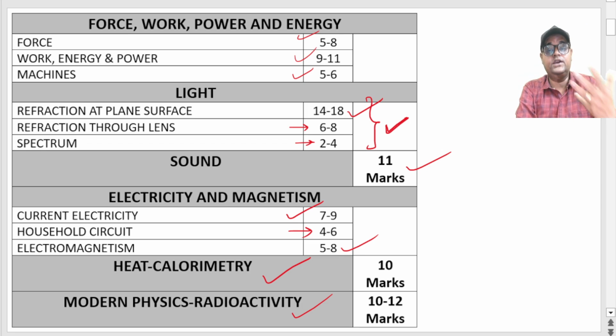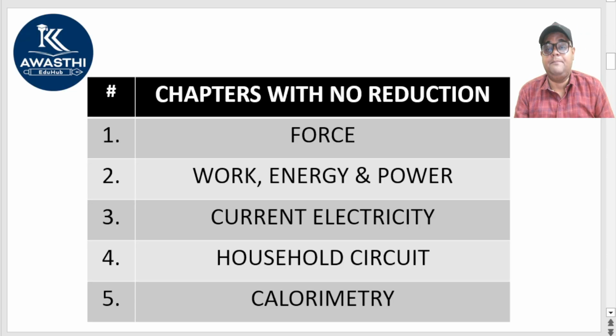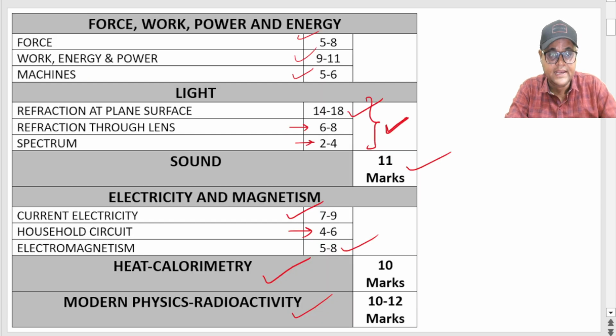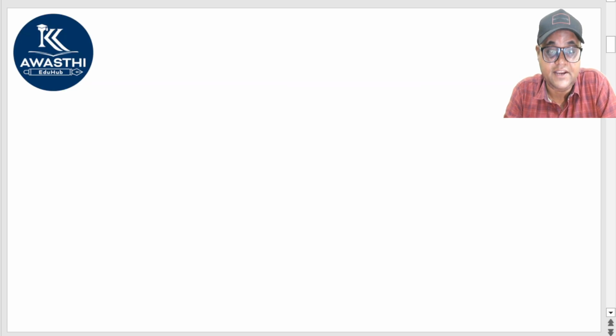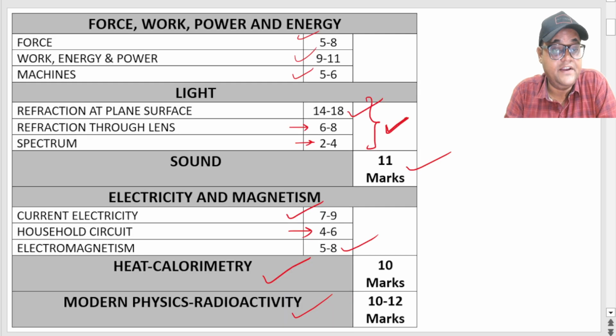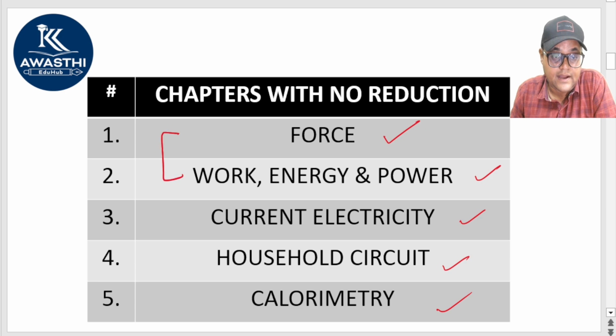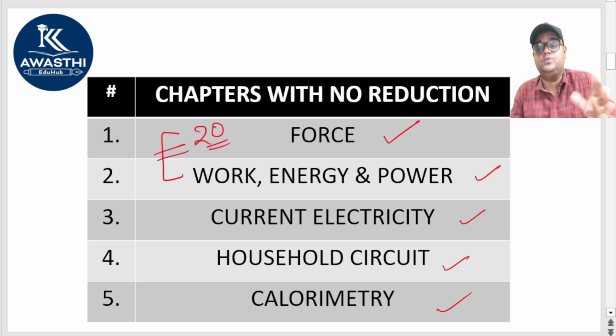Now let's see what are the topics that are reduced. See, these are the chapters जहां पर कुछ भी reduce नहीं हुआ है. These 5 chapters you have to study, you have to read each and every line, and you have to solve each and every question. Force, work energy power, current electricity, household circuit, and calorimetry. If you can just sum up these marks weightages, you can clearly see force has a weightage of 5 to 8 marks, right? Work energy power has a weightage of 9 to 11. So if I add them, it's like 17 to 18 marks, and you have no choice. Approximately 20 marks without any choice, without any reduction, right? So you have to focus on these chapters.